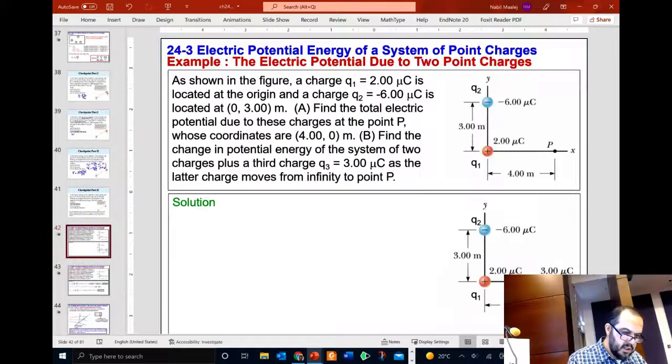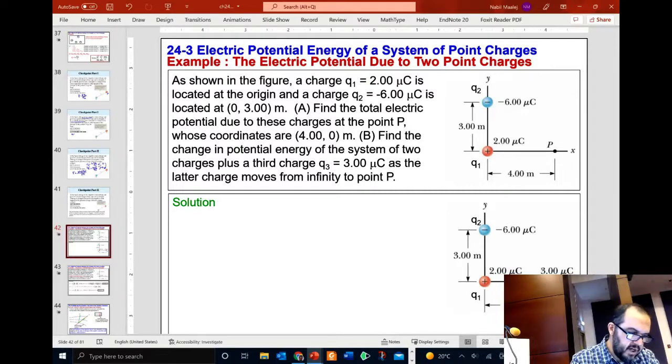Okay? So yes? When the charge changes, does the R change also? No. The charges are at the same position. So R12 is not changing here. If the R12 changes, then obviously the potential energy will change. Okay? So let's do this problem.